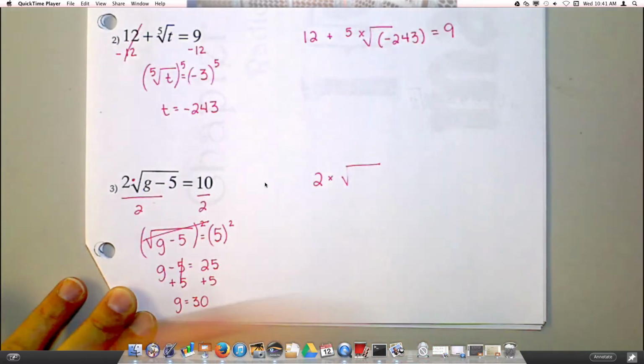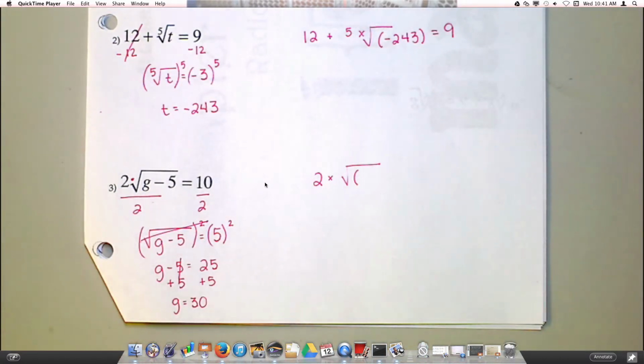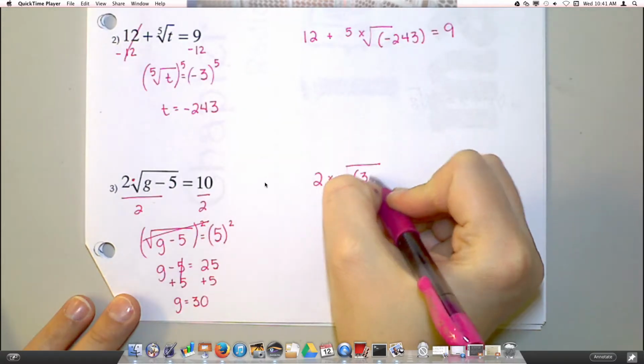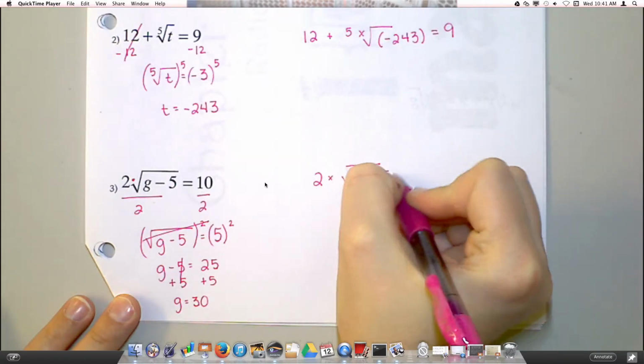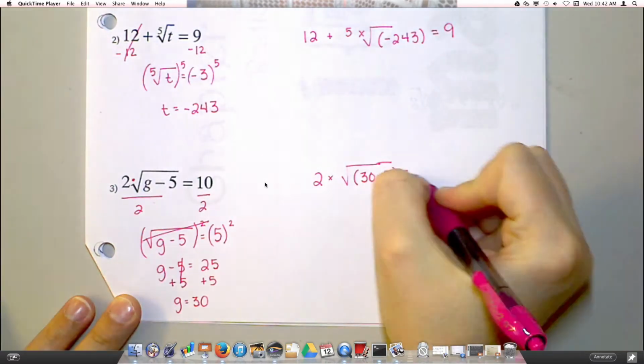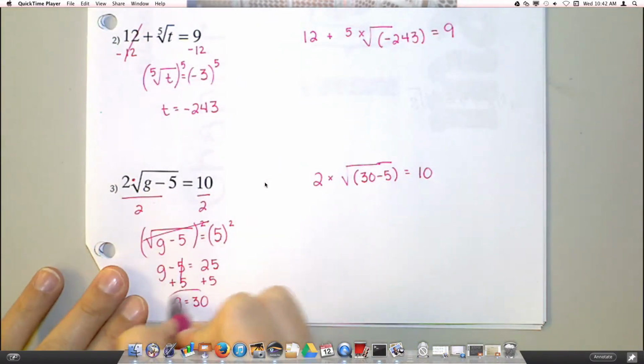So in our calculator to check this, I would say 2 times just a regular square root. And then in parentheses, anytime you're putting more than one thing under a radical in your calculator, you should probably put it in parentheses. The newer calculators, you can get away without it. But I would type in 30 minus 5. I should get 10. Do I get 10? Okay, so this one works. G equals 30 is our answer.